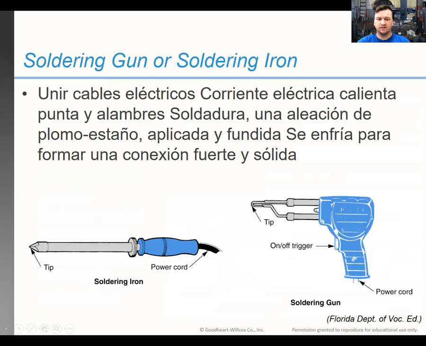All right, so your soldering gun or soldering iron, this is to join electrical wires. This is like welding for electrical wires. Electrical current heats up the tip and the wires. The solder, which is a lead tin alloy, is applied and melts. And once it cools, it forms a strong solid connection. So the metal will melt around the wire that you join together, and this will help keep it a strong joint.